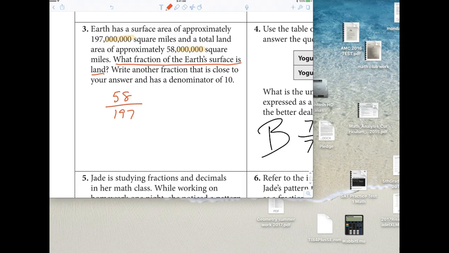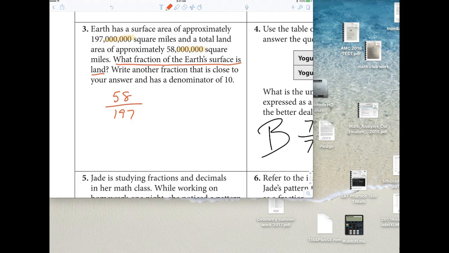All right, so I put 3/10. Well, I think what they're asking for is about what fraction close to 10. Is it 1/10, 2/10, 3/10, 4/10, 5, 6, 7, 8, 9? I think that's what they're asking for. Yeah, I put 3/10 because 50 is close to 60 and 197 is close to 200, so then I divide that by 2 and get 3/10.